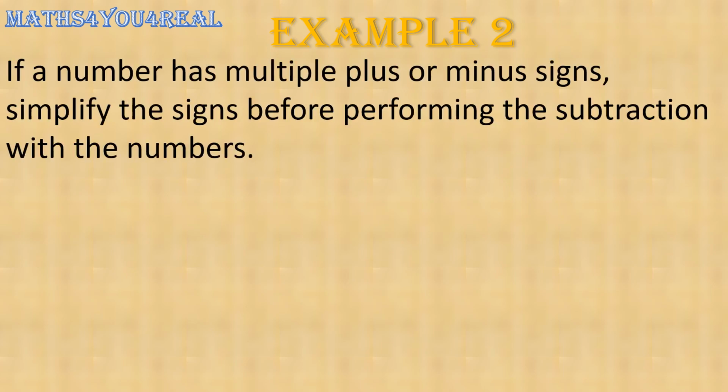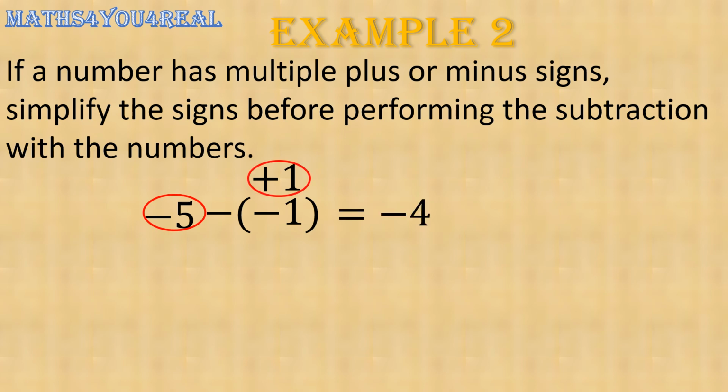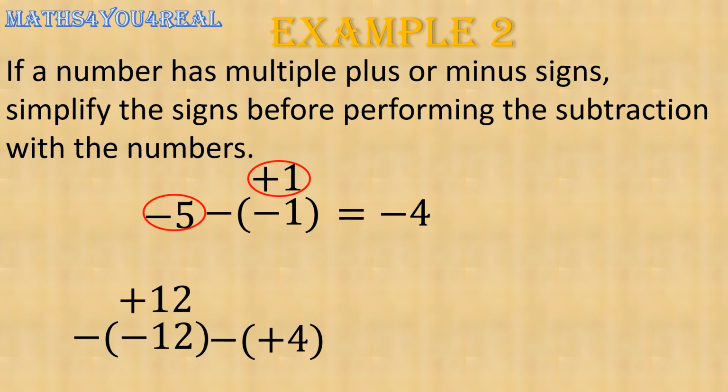Example 2. If a number has multiple plus or minus signs, simplify the signs before performing the subtraction with the numbers. Minus 5, minus minus 1. First, we simplify minus minus 1, and that is plus 1. Therefore, minus 5 plus 1 is equal to minus 4. Let's consider this example: minus minus 12, minus plus 4. Therefore minus minus 12 is plus 12. Minus plus 4 is minus 4. Hence, plus 12 minus 4 is equal to plus 8.